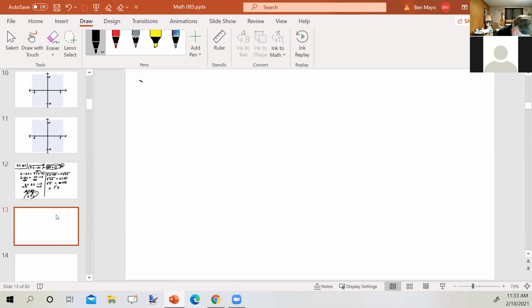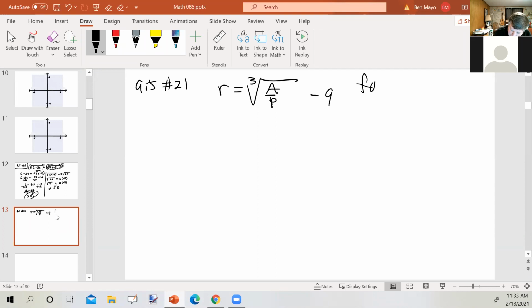All right, this is 9.5, number 21. It says, solve the equation for the indicated variable. The equation is r equals the cube root of the fraction a divided by p, and then minus 9 as a separate term, and we are to solve for p. We have an equation with one radical, but it's not all by itself. So the first thing I'm going to do is add 9 to both sides of the equation, which gives me r plus 9 equals the cube root of the quantity a divided by p.